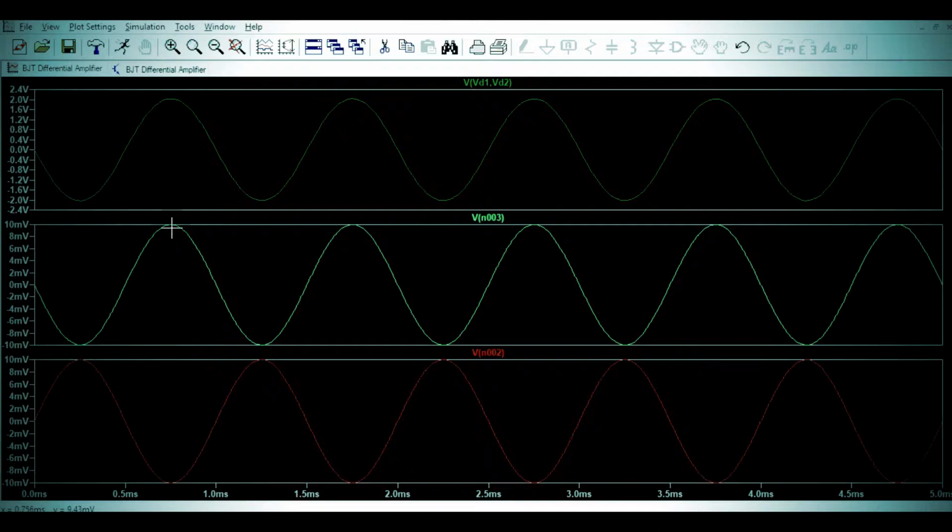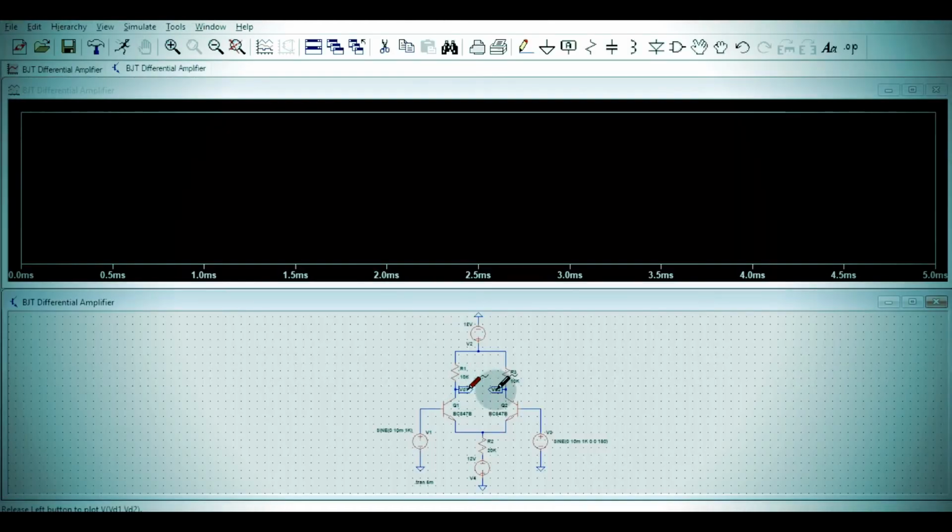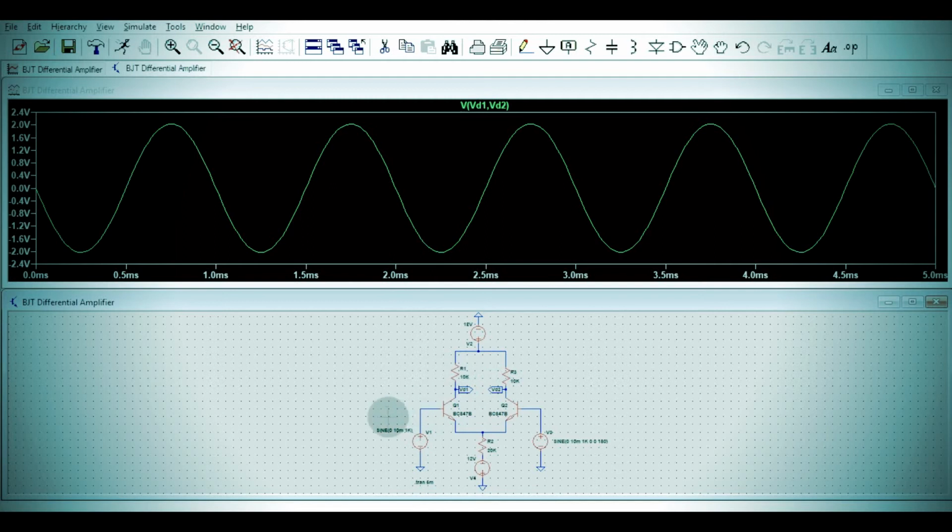You can see here this is 10 millivolt and this is also 10 millivolt, but both are out of phase. At the output of the differential amplifier, you can see this is 2 volt, and this is minus 2 volt. That means minus 2 to 2 volt, peak to peak. So this is the output of this differential amplifier. Let me show you one thing. You have now seen the output of this differential amplifier when both inputs are out of phase.